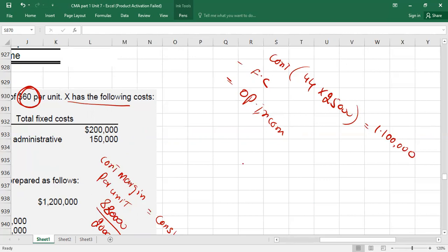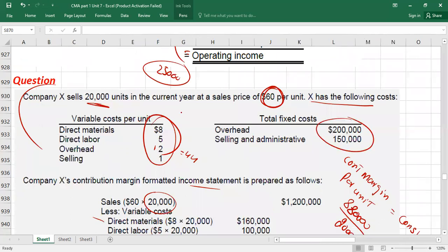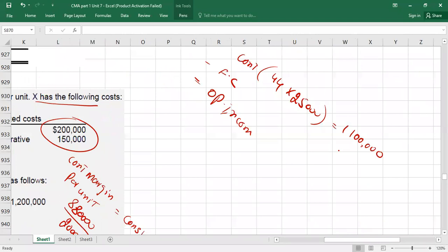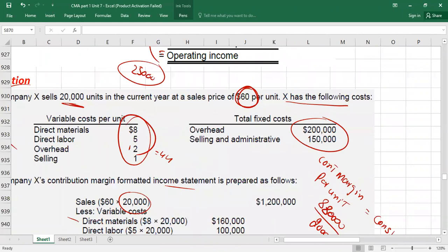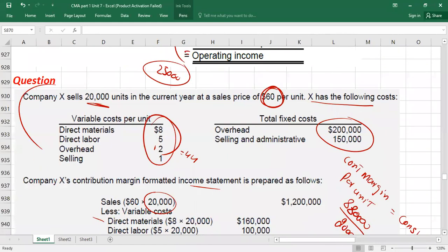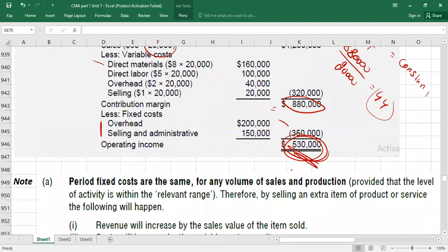And we assume fixed cost will not change. As per definition, we assume fixed cost is not changing with the level of output. Fixed cost will remain constant, which is 350,000. So this will be your new operating income, 750,000. Previously at 20,000 units it was 530,000. So what is the increase in profit?